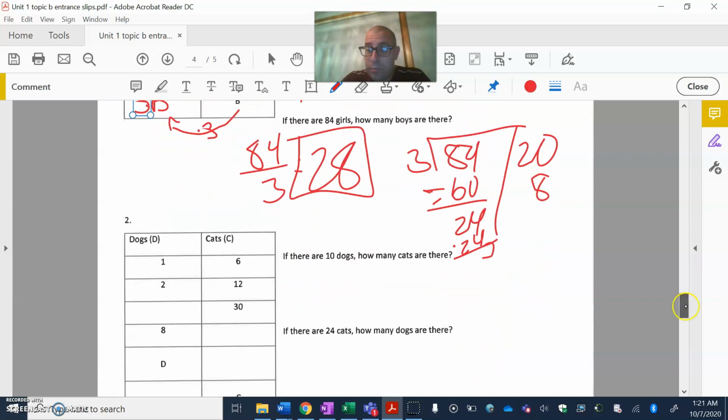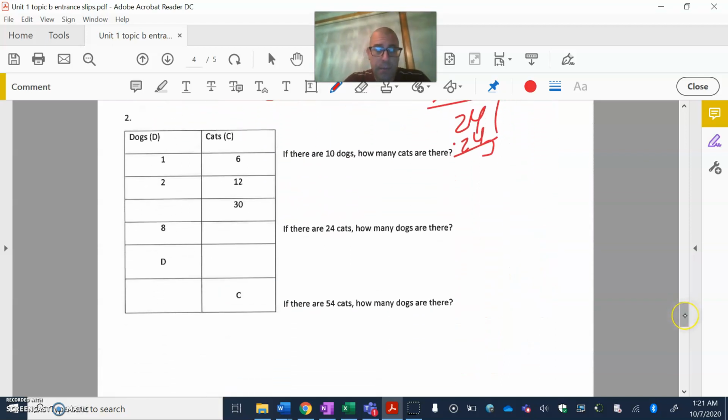Okay, let's do one more here. So as we look into filling our table, to get from the dog side to the cat side, 1 to get to a 6, 2 to get to a 12. I'm getting bigger, so I'm multiplying. And yes, we are multiplying by 6. So if they give me the 8 to get over there, you're going to multiply by 6. 8 times 6, yes, that's 48.